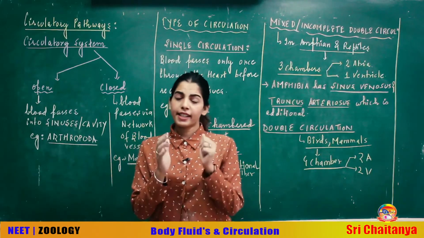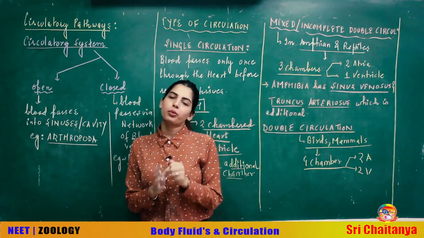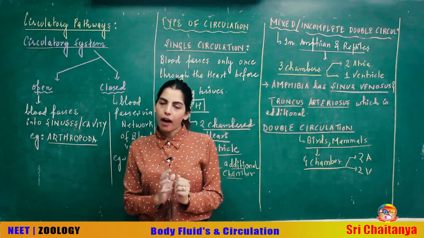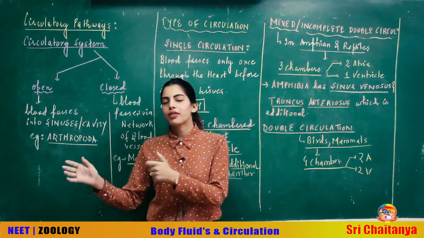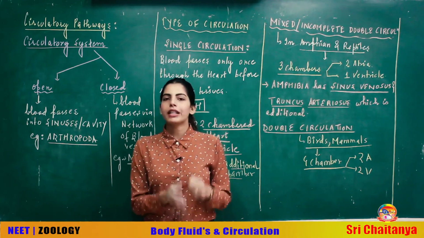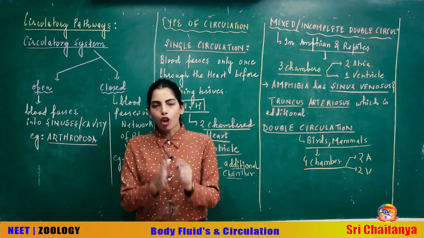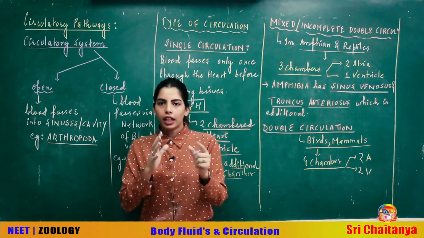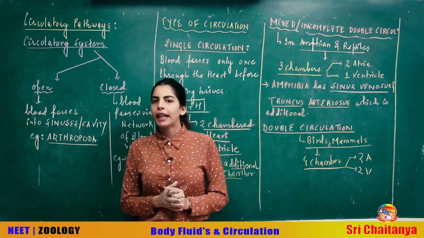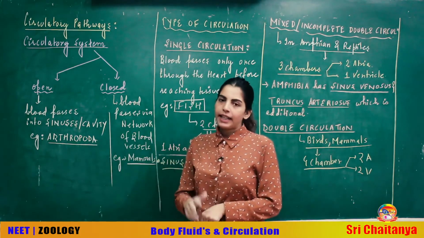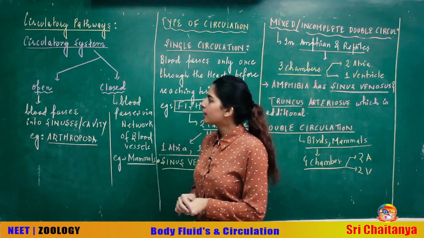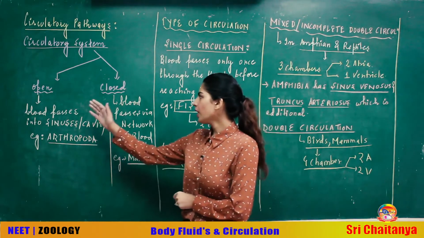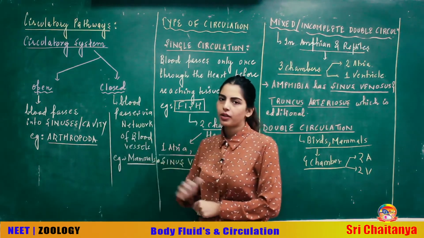Now students, let's start with the next part of the chapter, which is the different circulatory pathways, the different types of circulation, the different types of heart. Talking about general information for all vertebrates or invertebrates, the types of circulatory system that we can have are open circulatory system and closed circulatory system.